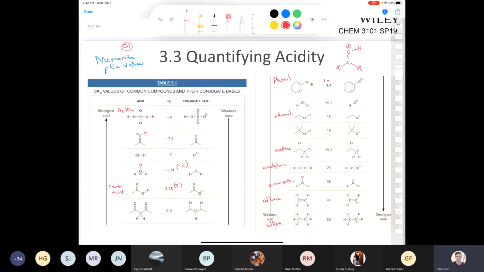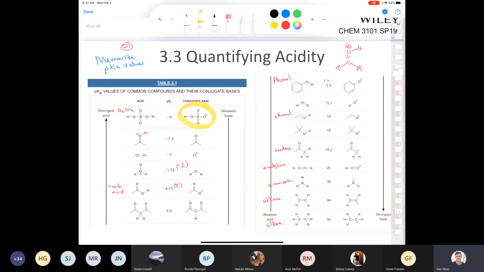But what happens is, the stronger the acid is, the weaker its conjugate base will be. And the weaker the acid, the stronger its conjugate base will be. Okay, let me give an example. If you look at sulfuric acid, very common, very strong acid. If you look at its conjugate base, it's really weak. Okay, what does that mean? That means that it's weak. It doesn't want to pick up a proton, because that's what the definition of a base is.